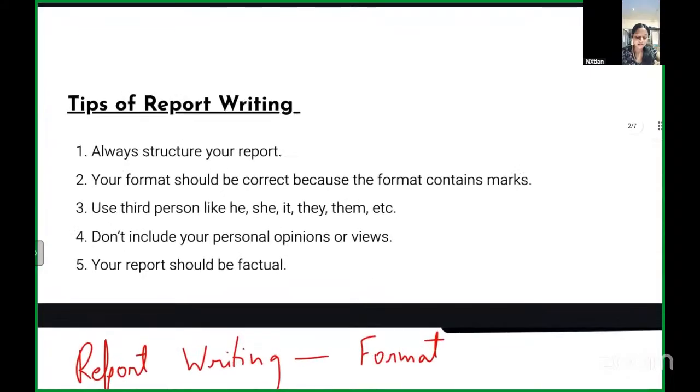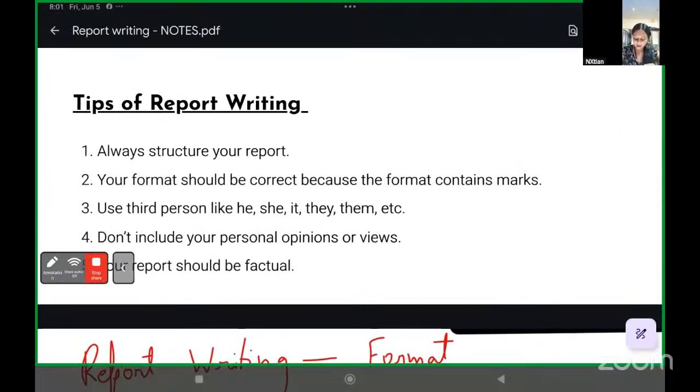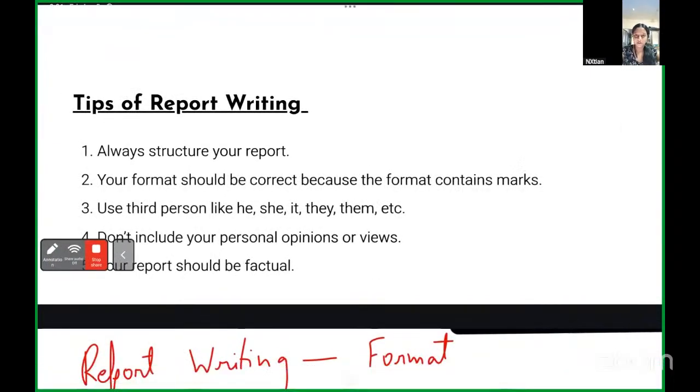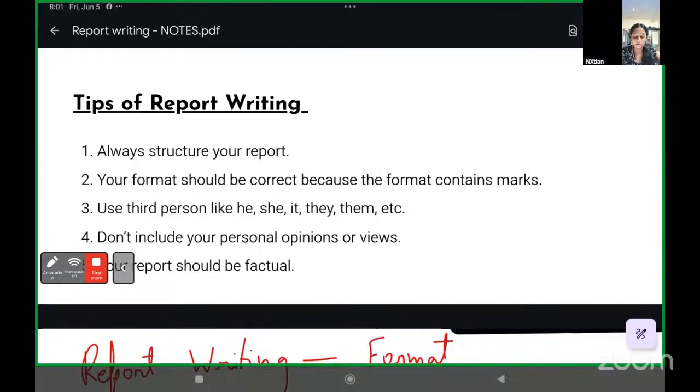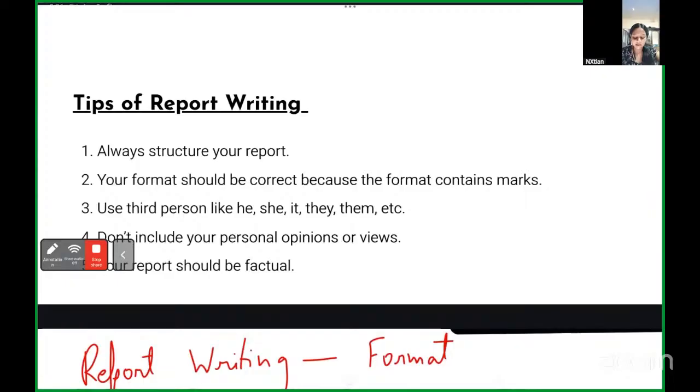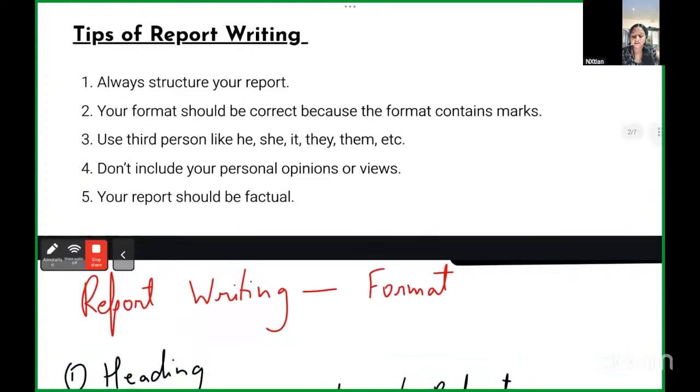Some tips for report writing. Always structure your report. It's very important that you have a structure for the report. The format should be correct because format contains marks. I'll teach you the format also.